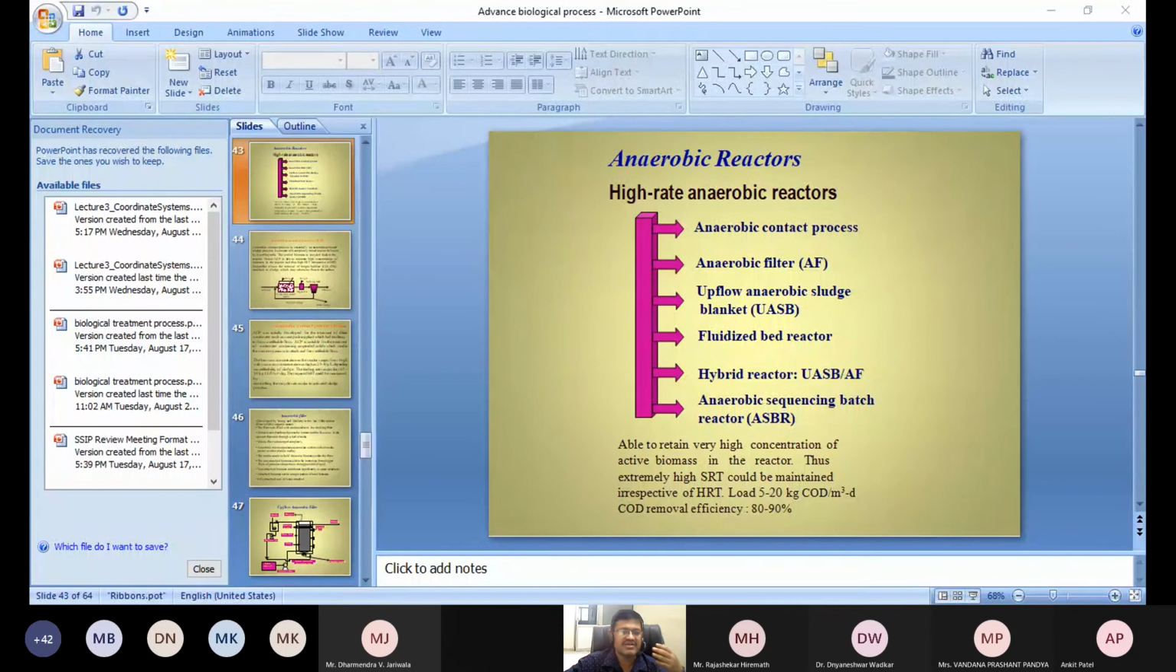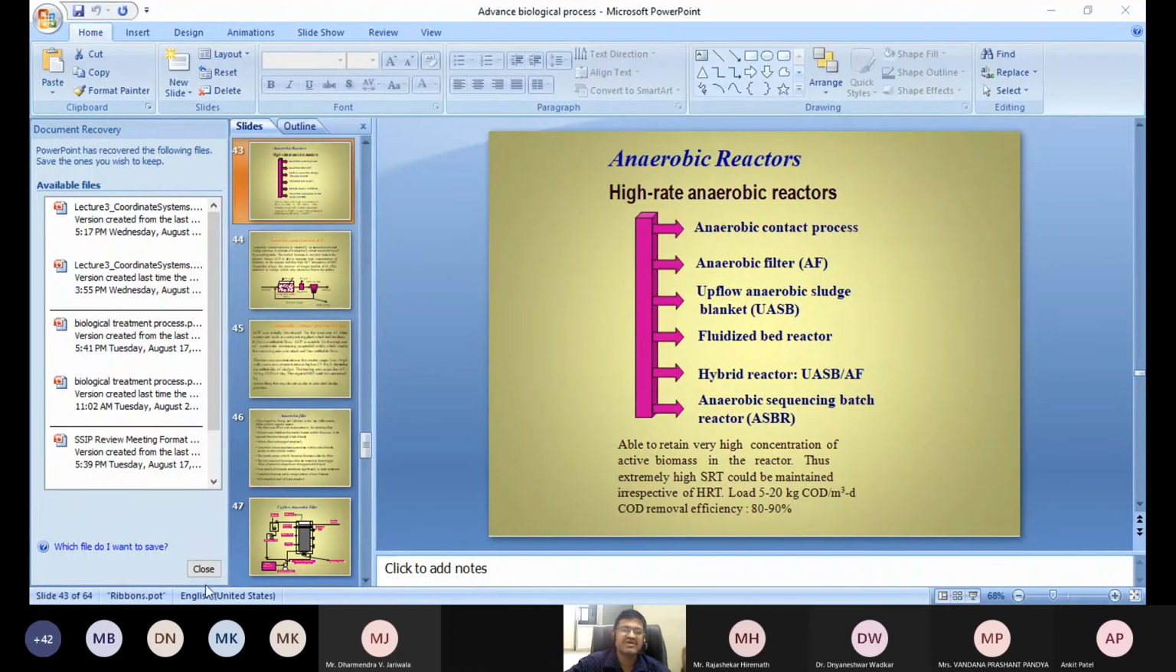The HRT is very low here. I've written 4 hours, but normally it is 6 to 8 hours. Just like aerobic, it will be converting your BOD and treating the effluent. So USB is very much in use nowadays in industries where high BOD and COD are there. Like, you see, in every distillery you go, the first unit is a USB reactor.